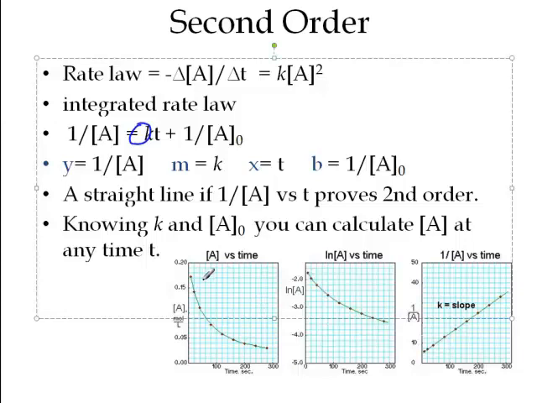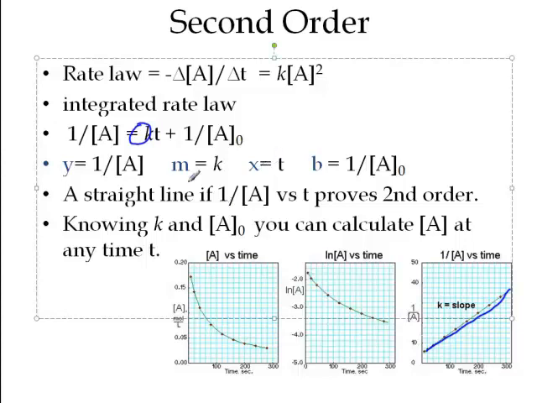So if I plot the concentration versus time, I get a curved slope. Same thing with the natural log. But if I plot 1 over the concentration, I get a straight slope. And notice it is a positive slope. So in our expression, you're not going to see a negative right there. Right? So the second order one is the positive one.